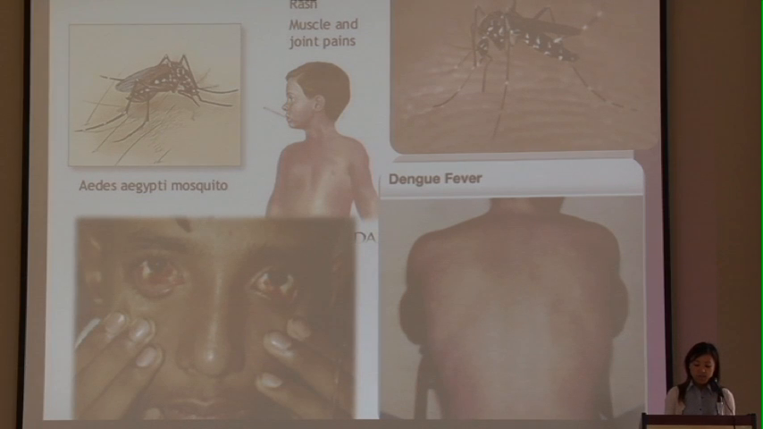So here you can see all the different pictures. Top left is a picture of a mosquito, and top right as well. The bottom left, you'll see the bleeding in the eyes from the hemorrhaging, and the bottom right is the rash that you'll see.